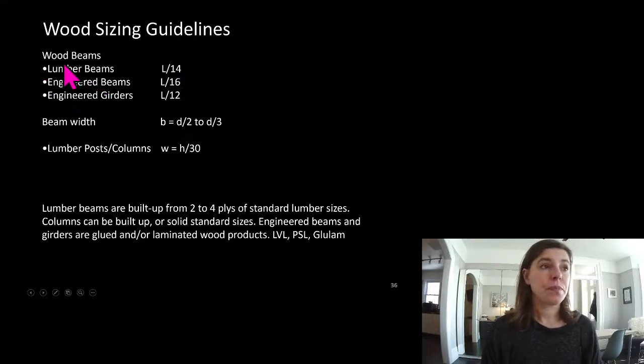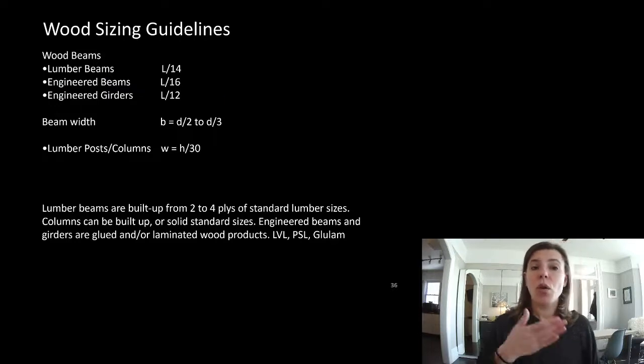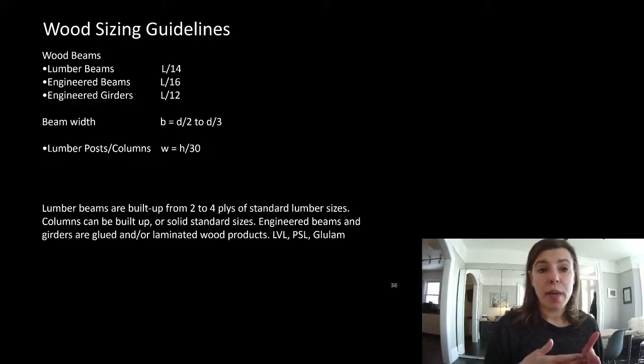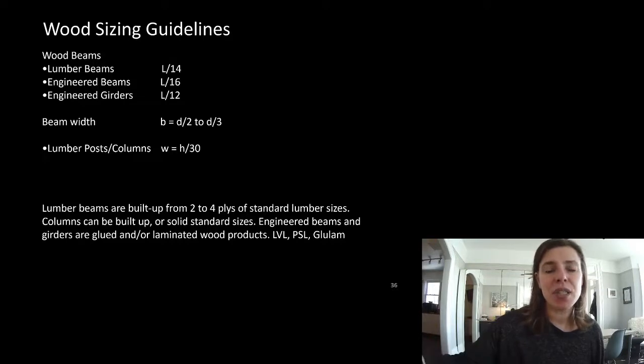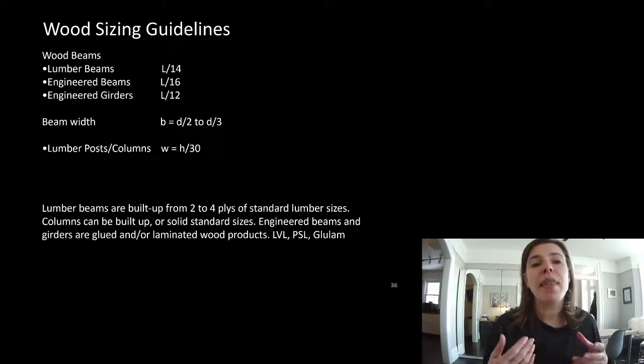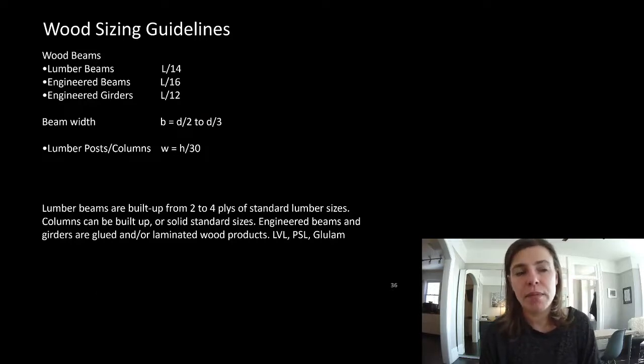So our lumber beams are the things that are picking up our joists or our engineered joists. So the thing that is at 16 inches on center frames into something. Something picks that up or supports it. That would be our lumber beams. If we can't get lumber beams to work, maybe we need to look at using engineered lumber instead. So that would be our PSL or our LVL.